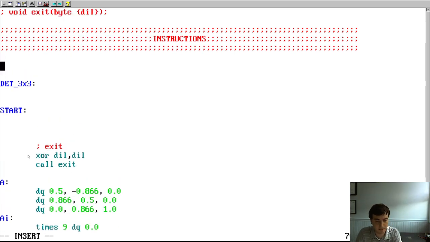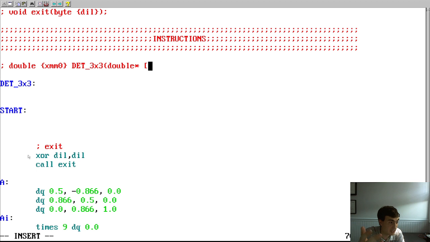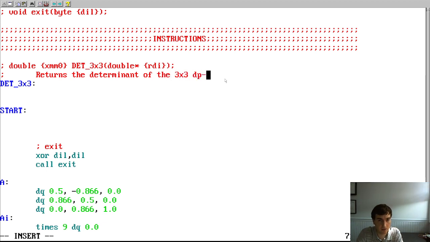So this function is going to return in XMM0. That's usually how you return floating point values. That's how I'm doing it, at least. And it's called determinant 3x3. And it will only take in one input, and that is the address, or a pointer to the first address. Because we're gonna assume it's always gonna be a 3x3 matrix, that's why it's called determinant 3x3, in RDI. What does this function do? This function returns the determinant of the 3x3 double precision floating point matrix starting at RDI.